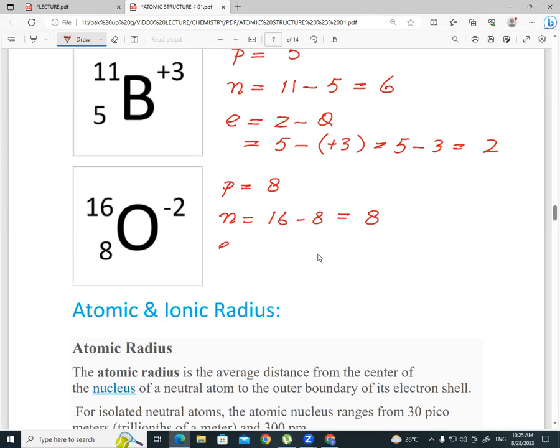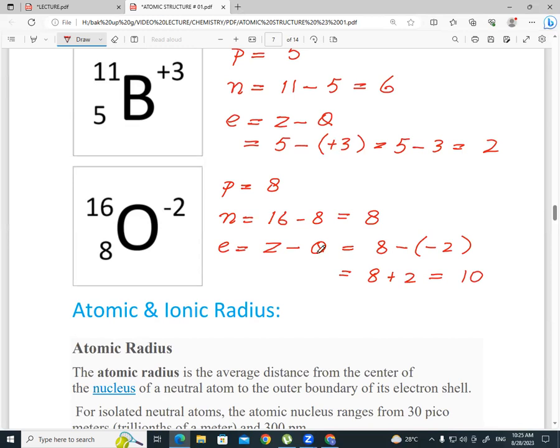And electrons, the last one, as usual, atomic number minus charge. So here the atomic number is 8 minus the charge, which is also -2. So it means 8 minus minus 2, which is plus. So see this, the number of electrons is 10 now.